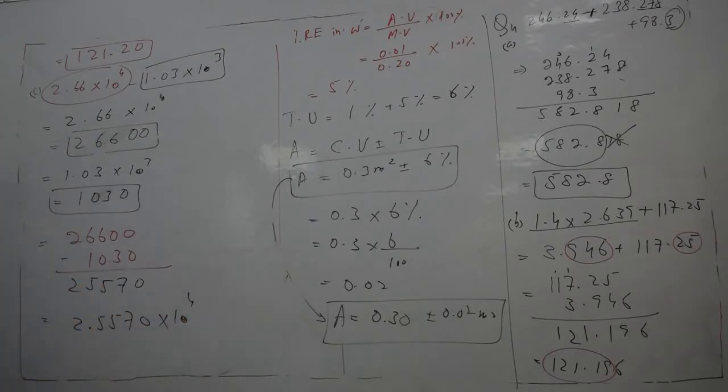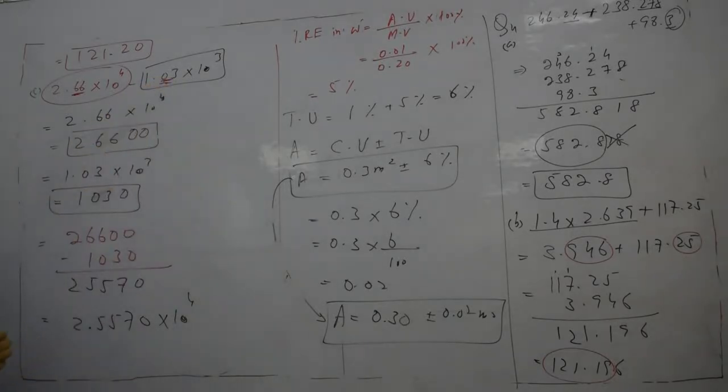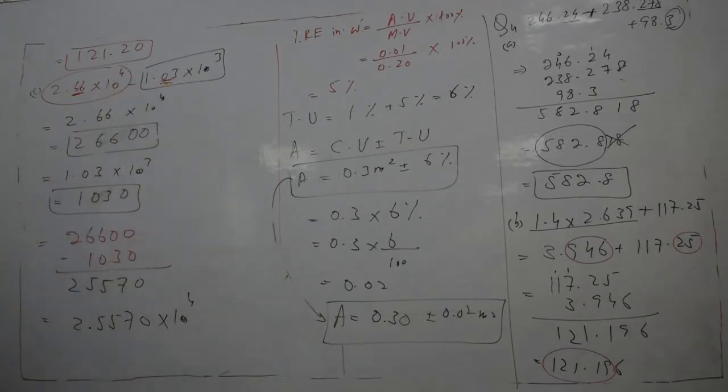Now look at the rules for significant figures. Here we have 2 decimal digits, and here we have 2 decimal digits in the given question. So the answer should have 2 decimal digits. 7 is the last digit, and 7 is greater than 5. So add 1 in the second last digit. So it will be 2.56 into 10 power 4. That is the correct answer for this subtraction.